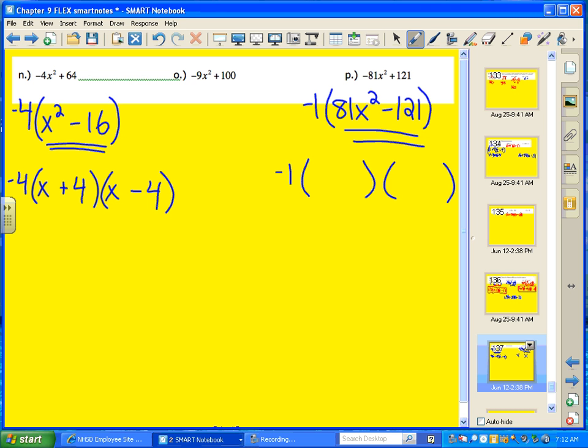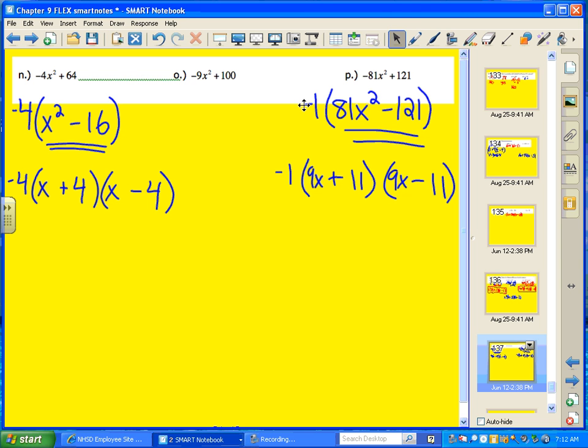So write your GCF in front. We have 1 plus, 1 minus. So now you need to take the square root of each term. The square root of 81x squared is 9x. The square root of 121 is 11.